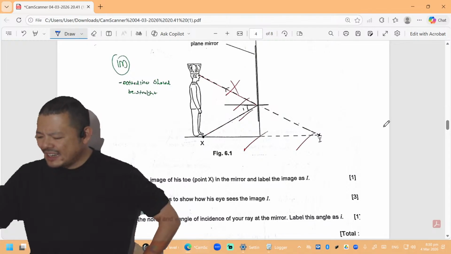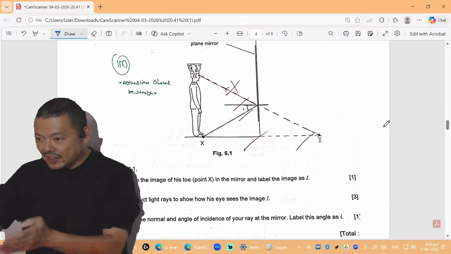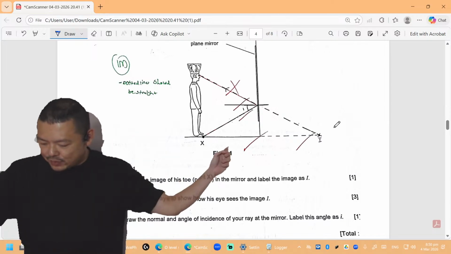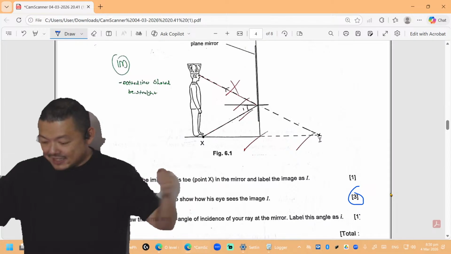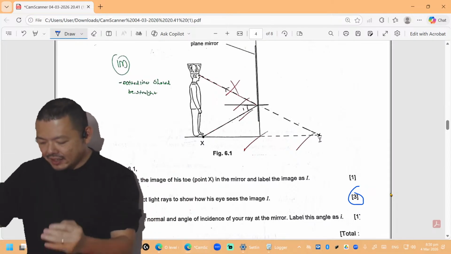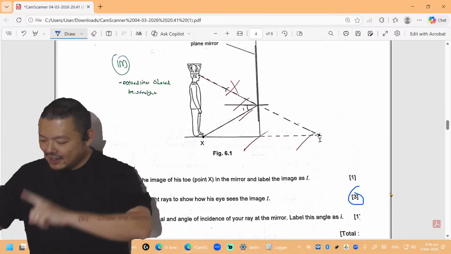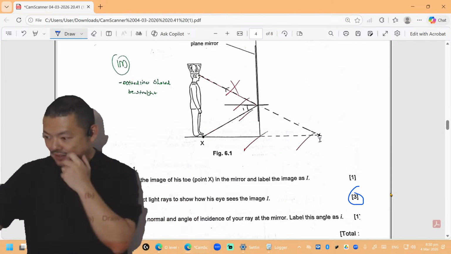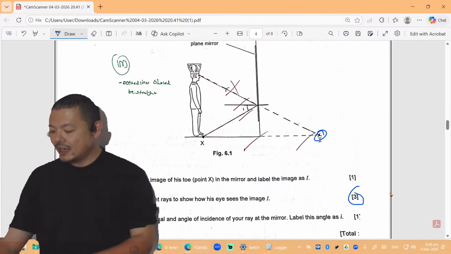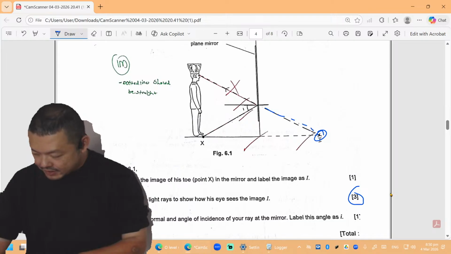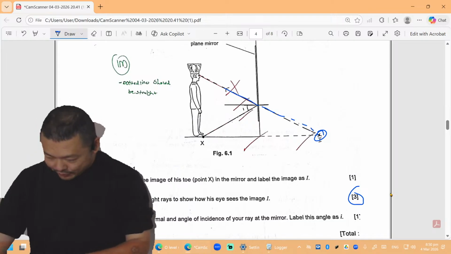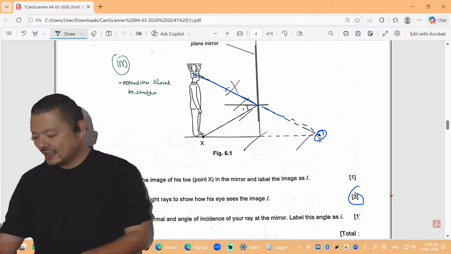Oh, you drew dotted lines. But do you realize that these three marks here? It's the first thing I did for reflection. What do you do first? You find the image first. Then you draw a straight line from the image. This is what Sam did, but then he forgot to draw a solid line here.